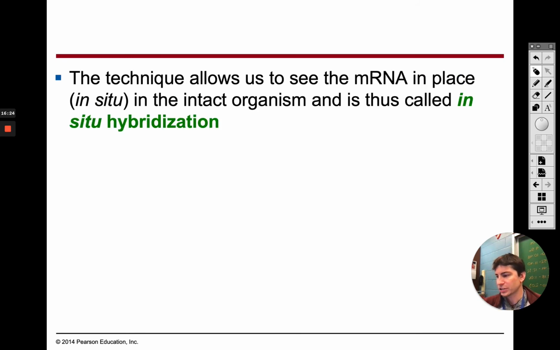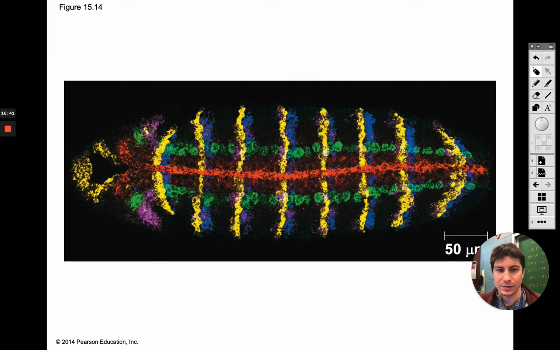So there's a process called FISH, F-I-S-H, just like the fish. It's called fluorescence in situ hybridization. And what this does is it allows us to see which mRNA is intact in the organism. And this is what it looks like. Yes, it actually does look like a fish, which is why they use that abbreviation.